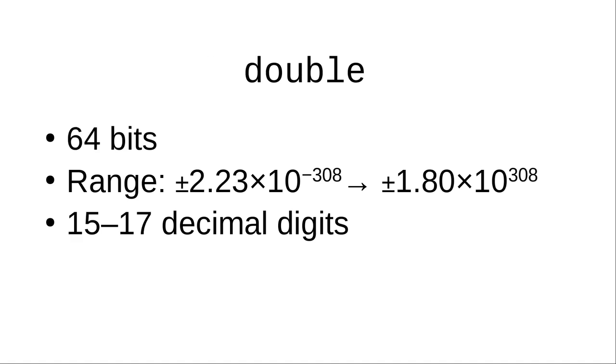However, that's not a large enough range or precision for some scientific calculations, so there's another data type called double, which uses twice the space and gives you a phenomenally greater range and almost twice the precision. In fact, double is often called double precision for that very reason.